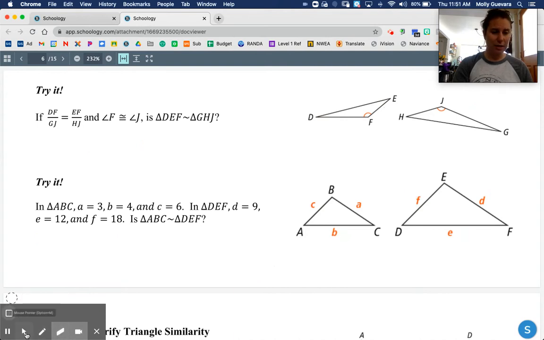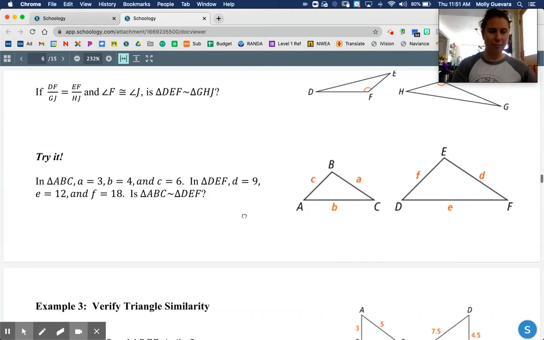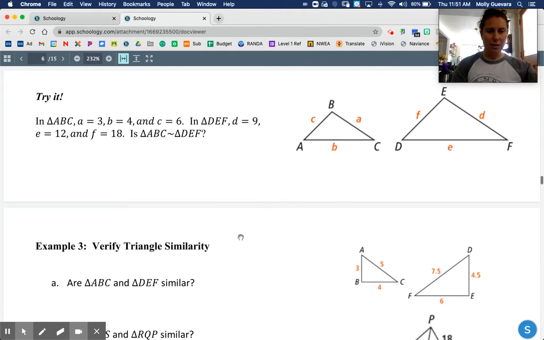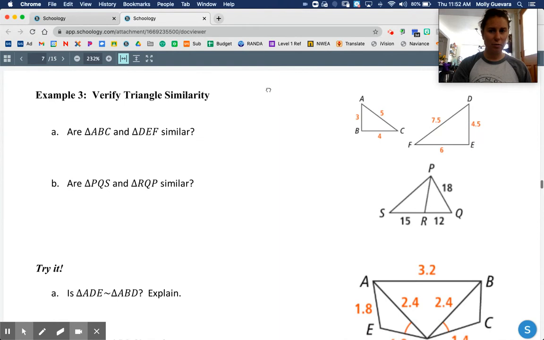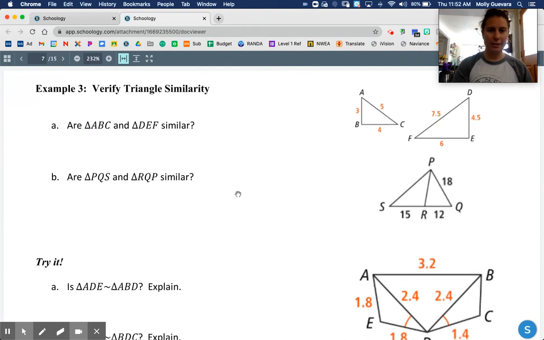All right, let's keep cruising. Okay, so now we're going to verify, are these triangles similar? So keep on cruising, okay? So let's look at part A. It says, are ABC and DEF similar? And they give me the values.